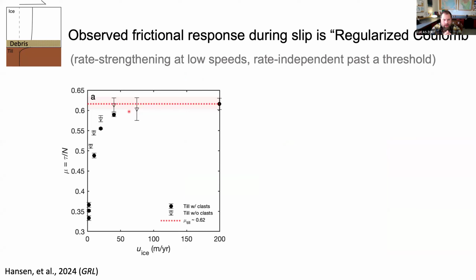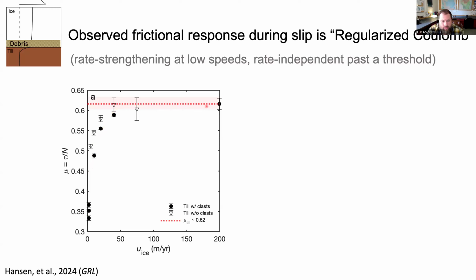Now, here's the results, right? This is the main result I'll show for this part of it. And again, it's one of these plots where the sliding speed is on the x-axis and the frictional resistance is on the y-axis. And what we found was that the frictional resistance increases as the sliding speed goes up until it reaches this Coulomb bound, at which point it sort of rides along the Coulomb bound.